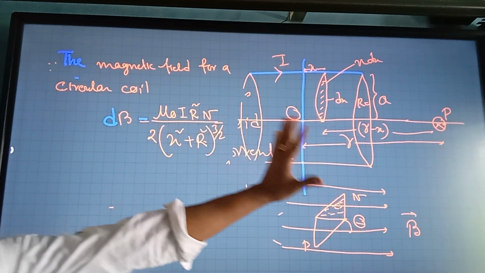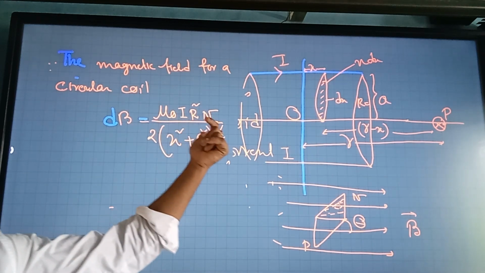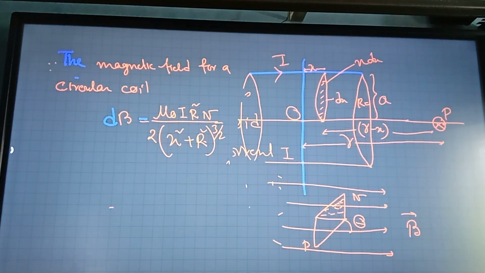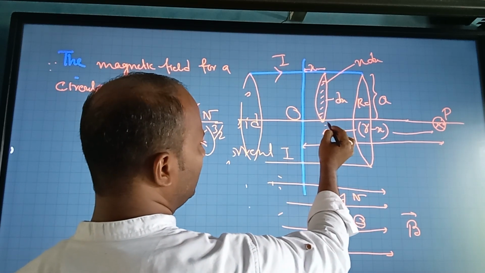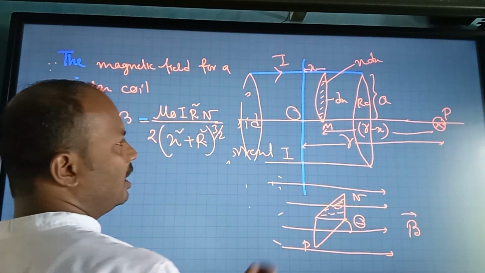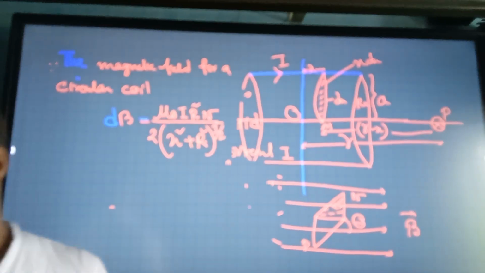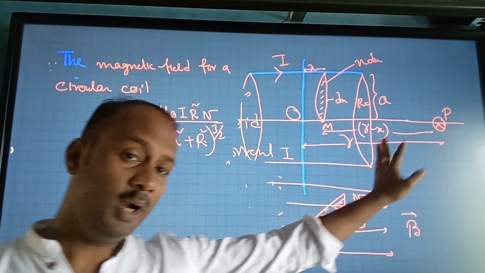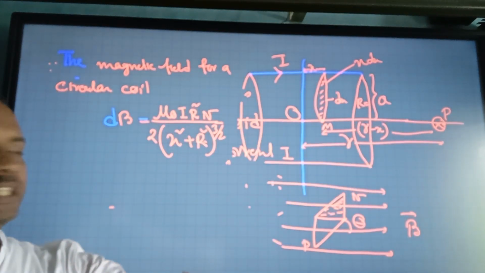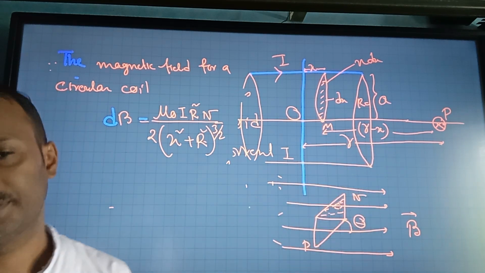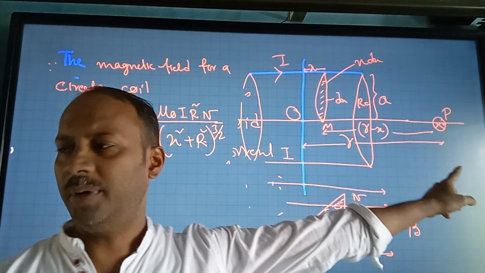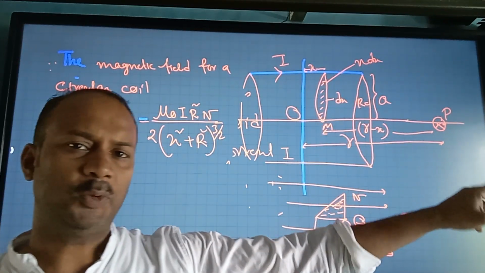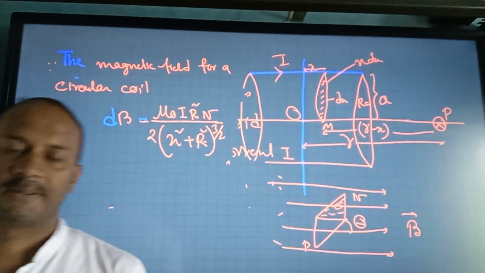Here capital N denotes the number of turns, I is the current, r is the radius. We have to find the magnetic field from this point, let us name it M, to P. The distance from M to P is R minus X.